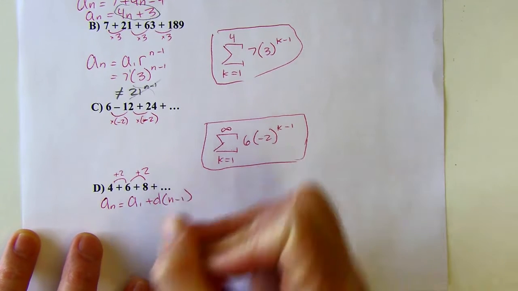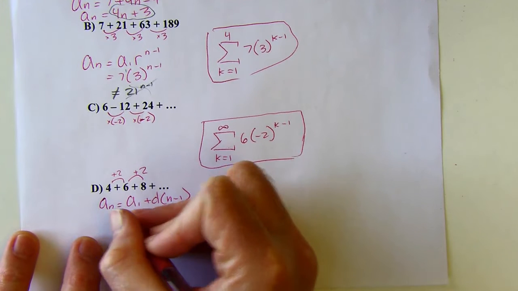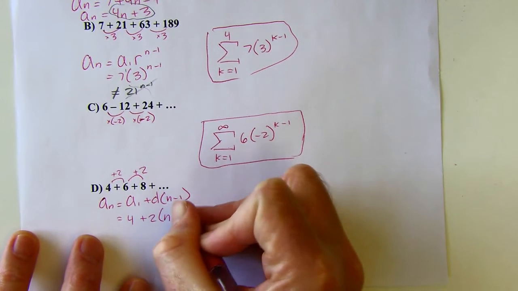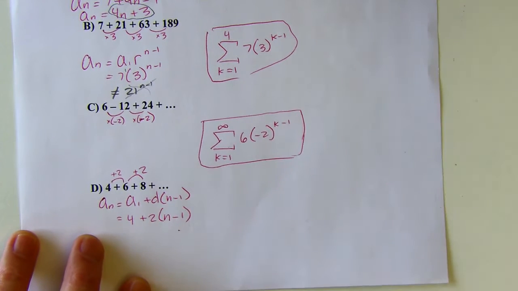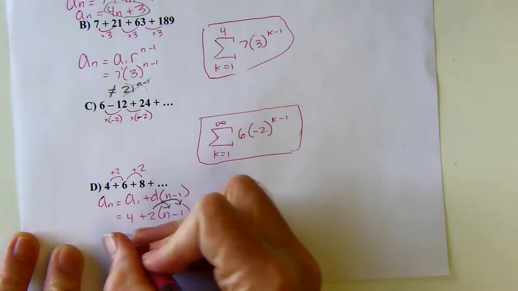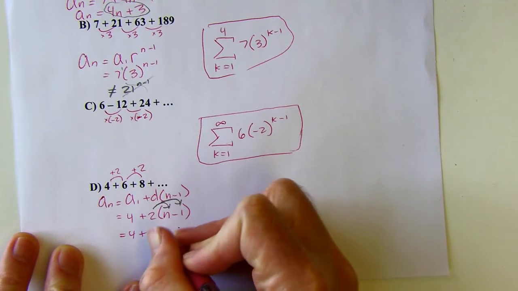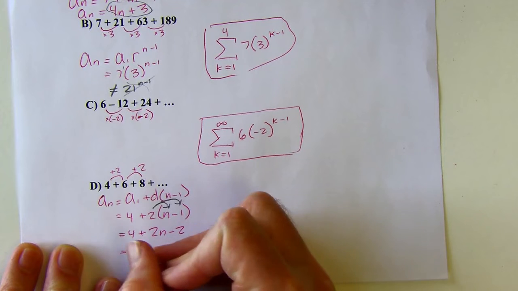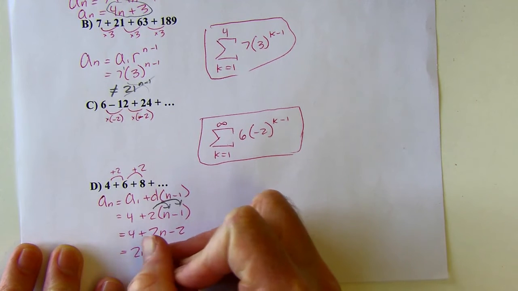Looks like this. Okay, first term is 4. Difference is 2. Got it down to that. And let's just clean this up by distributing and combining like terms. Okay, combine the 4 and the -2, and then I'll have 2n plus 2.